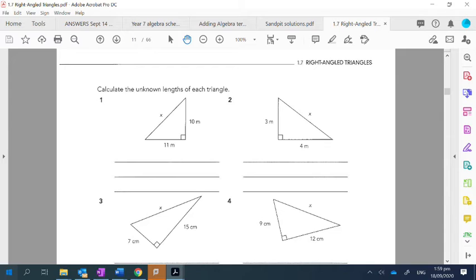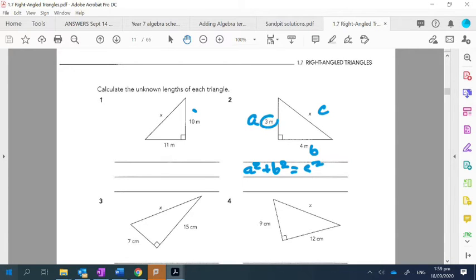So calculate the unknown lengths of each triangle. First of all, we can only use this formula when it's what kind of triangle? Right. So be careful with that. So here we go. We have this first one. We're doing 1 or 2. Let's do, we usually do the evens, don't we? So we're going to call that A, that B. The only one that I have to get is the C, right? So it's A squared plus B squared equals C squared.